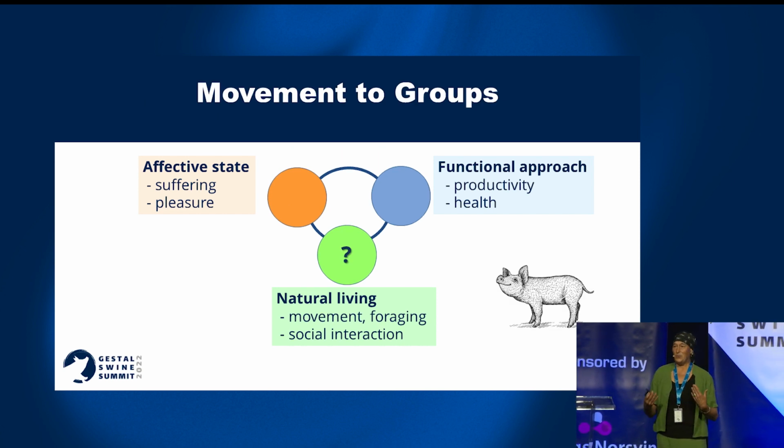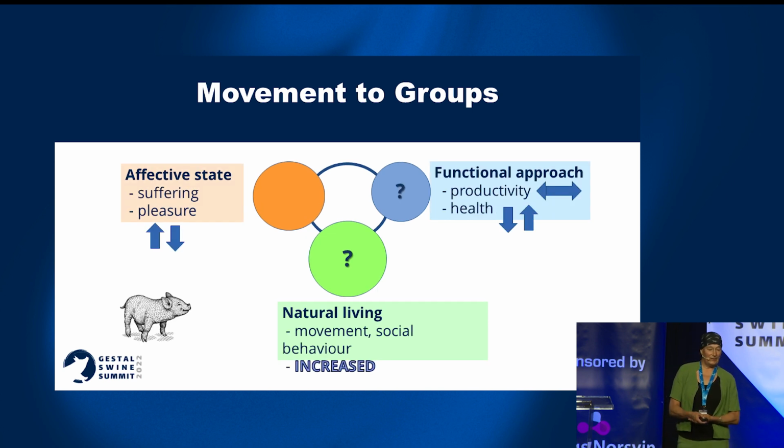But now with the movement to groups, certainly we can say that we've increased that natural living aspect for the sow. She's got the ability to stand up and turn around and interact with herd mates. We've certainly changed that from stalls to going into a group housing system. So that's where the big change is. So we can certainly say that aspect of welfare has been addressed compared to being in a stall. But what about these other aspects?